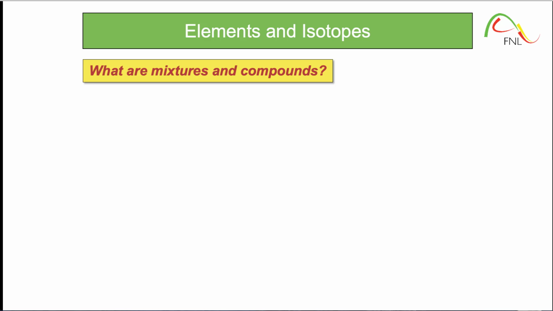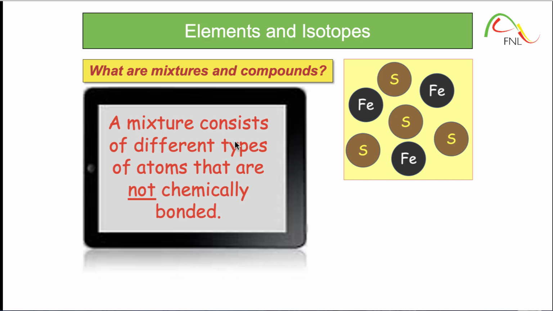Let's look now at mixtures and compounds. A mixture consists of different types of atoms that are not chemically bonded. In this example, we've got iron, Fe, and sulfur. Now, Fe and sulfur are entirely separate. They are not chemically combined together.